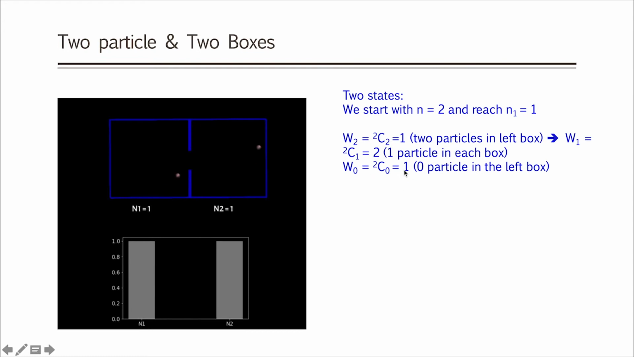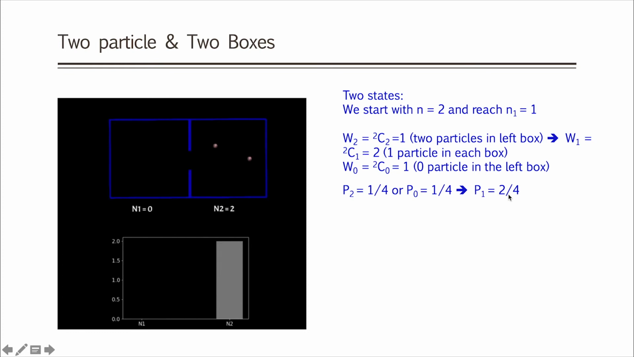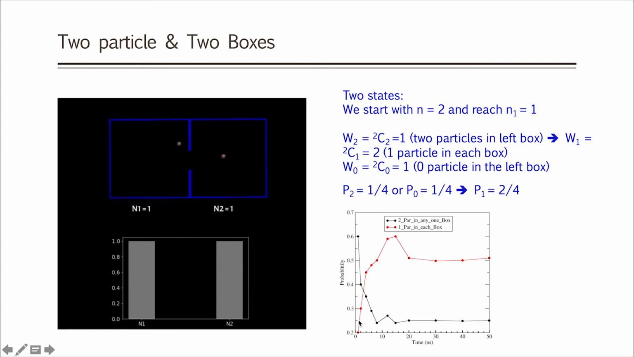So, if you calculate the probability, then the probability that both the particles will be on the left hand side of the box will be 1 by 4. No particle on the left hand side of the box will be 1 by 4, and one particle in each side of the box will be 2 by 4 or half. Now, the figure shows that if you do a simulation long enough, then eventually in equilibrium, or when it reaches the steady state, you will get 0.5 or half probability for one particle in each box, whereas 0.25 is the probability when you will find 2 particles either on the left hand side or on the right hand side of the box.